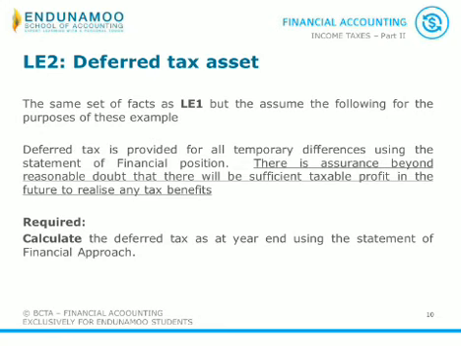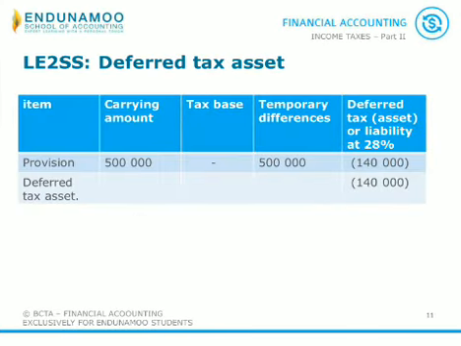Okay, so now they've gone same scenario, same amounts, but they've changed the wording relating to these future taxable profits. Now they're saying that it is actually probable, there's assurance beyond reasonable doubt that you'll be able to recognize this in future. So now let's see how this impacts our calculation and our conclusion.